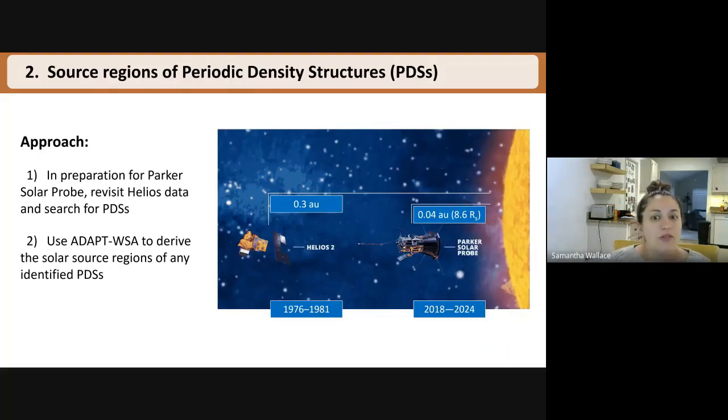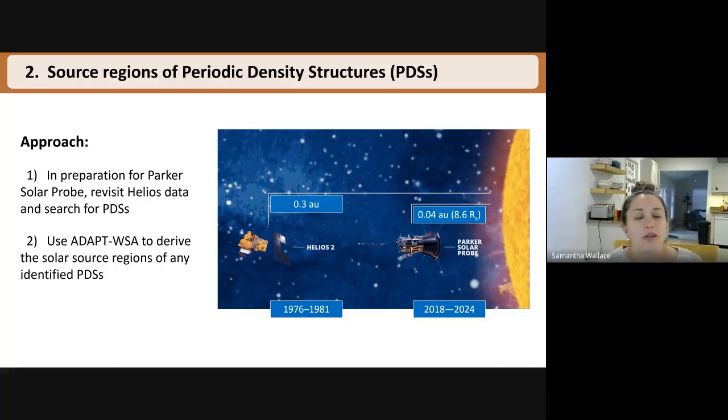The timing of this study was also critical because we were working to publish before Parker Solar Probe data was available. The idea was to revisit Helios data from the 1970s because, prior to the launch of Parker, Helios was the closest spacecraft to observe the solar wind from the sun. So this was kind of like a prediction paper in some way.